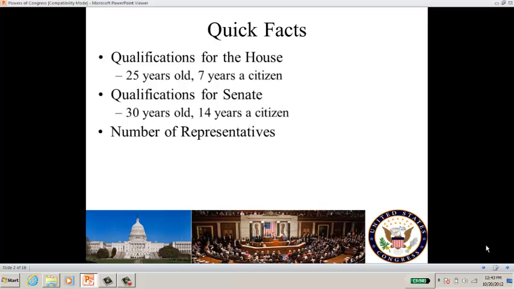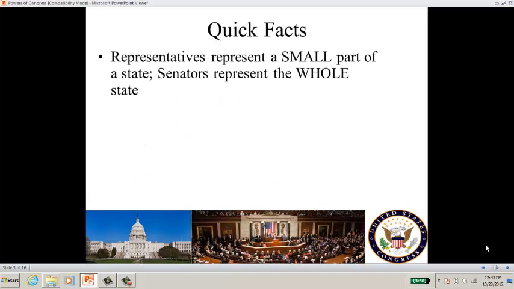The number of representatives that sit in Congress, hopefully we remember this from the Electoral College, 435. Number of people who serve in the Senate, really simple. 2 senators per state, 50 states, 100 senators. Other facts. Representatives represent a small portion of a state. Senators represent the whole state.